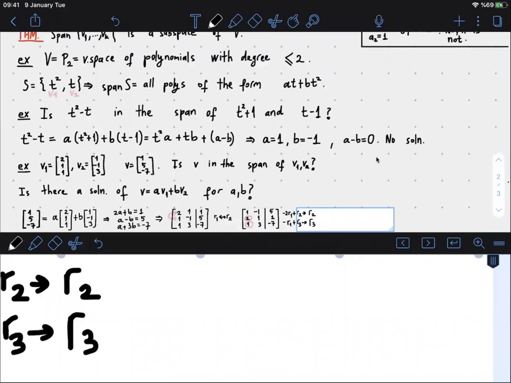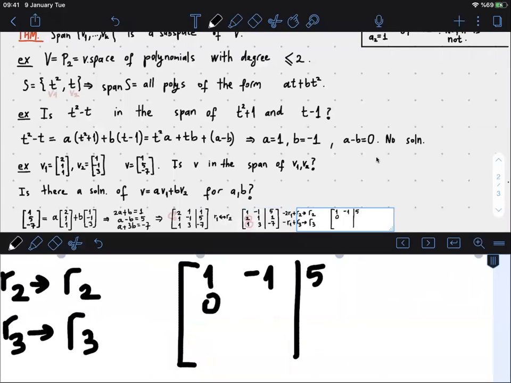We have 1, minus 1, 5, and I get 0, minus 3, and what is this? Minus 9, and I get 0, 2, and minus 12, I guess. Is this right?